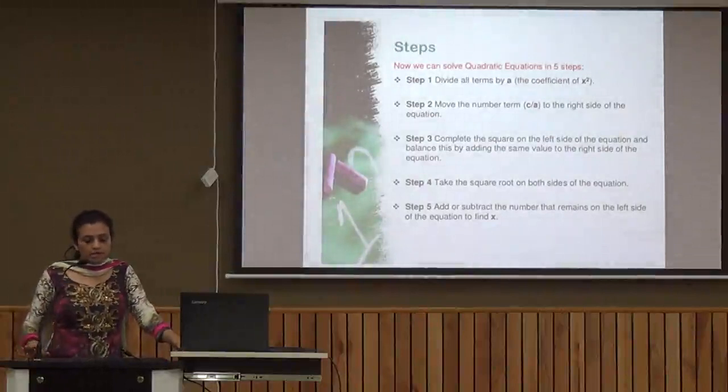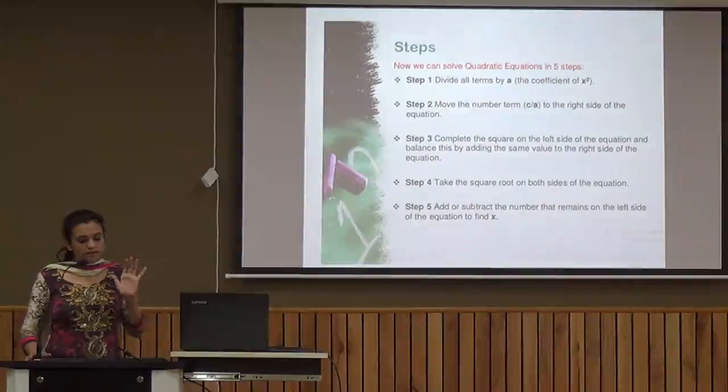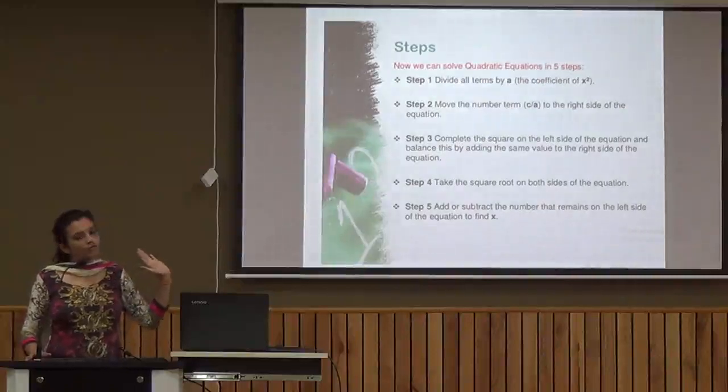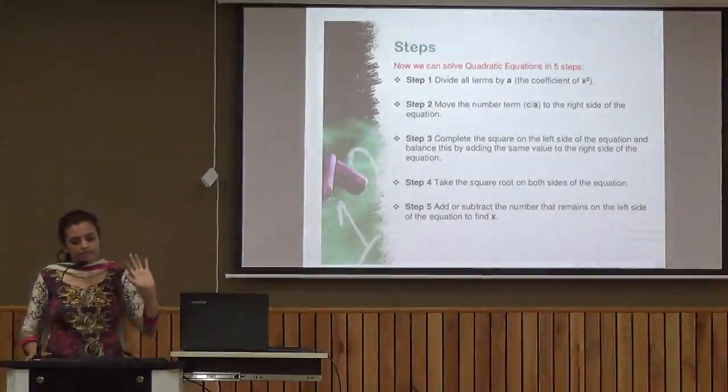Now look at the steps. Now we can solve quadratic equations in 5 simple steps. Step 1, divide all the terms by a, that is the coefficient of x squared. We've done that. Then move the number term, that is the constant term c by a, to the right side.